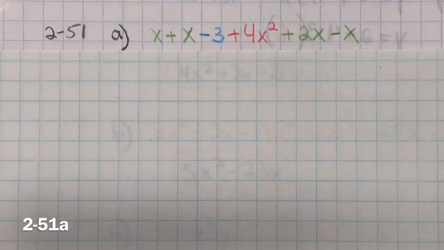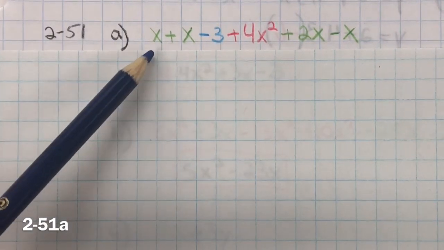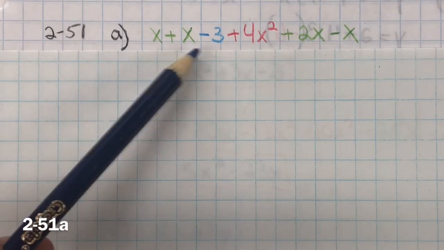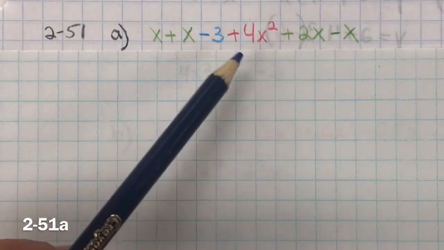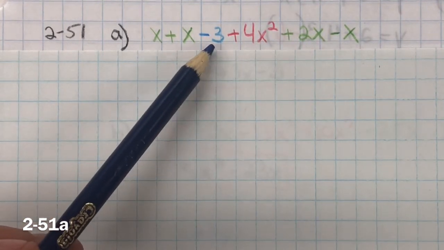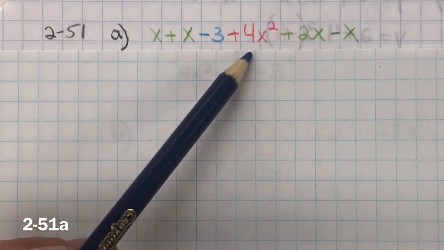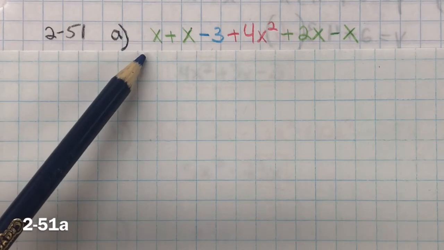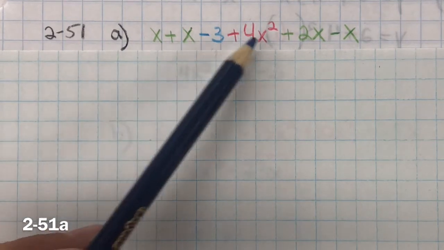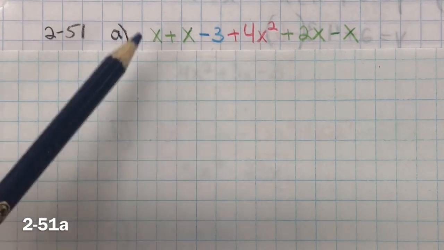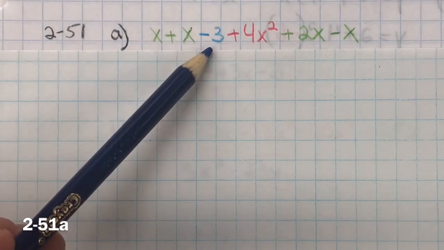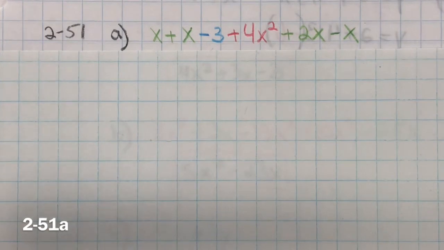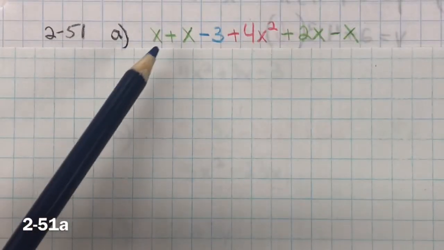So I've color-coded the like terms. All of the x terms are green, integer is blue, and x squared is red. Think of these, if we were using algebra tiles, each of these would be a different tile: an x tile, a unit tile, and an x squared tile. So now we're going to combine the like terms.